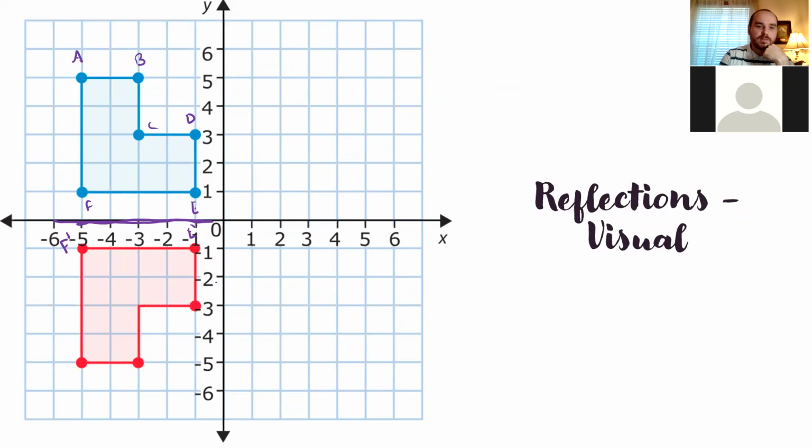This one is E prime. This one is D prime. There's no points here, but this should be C prime, B prime, and A prime. And one of the nice things about reflections that you can just kind of notice is A prime down here is at -5. A, the original point, was at 5. So this is across the x-axis.